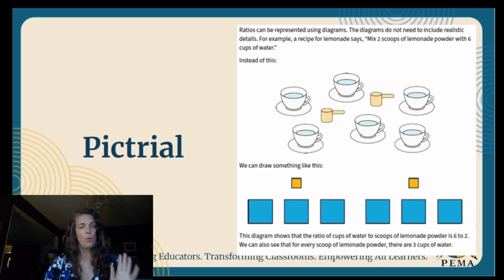So one of the representations is obviously pictorial. For example, a ratio can be represented using diagrams. The diagrams do not need to include realistic details. For example, if a recipe for lemonade says mix 2 scoops of lemonade powder with 6 cups of water, you don't have to actually draw the cups and the scoops. You can use boxes. We call these math drawings because the goal of them is to represent your thinking, and it just needs to be efficient.